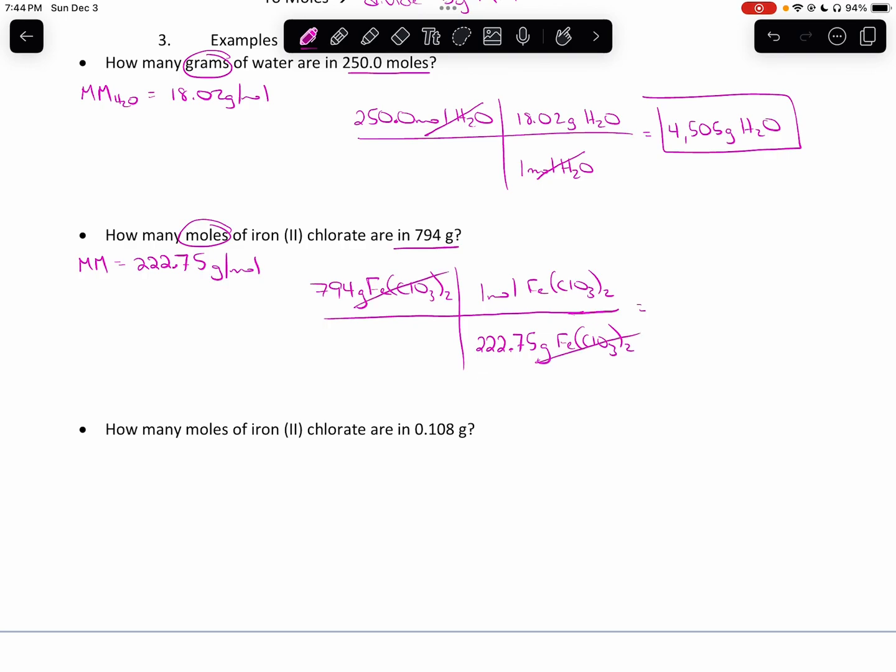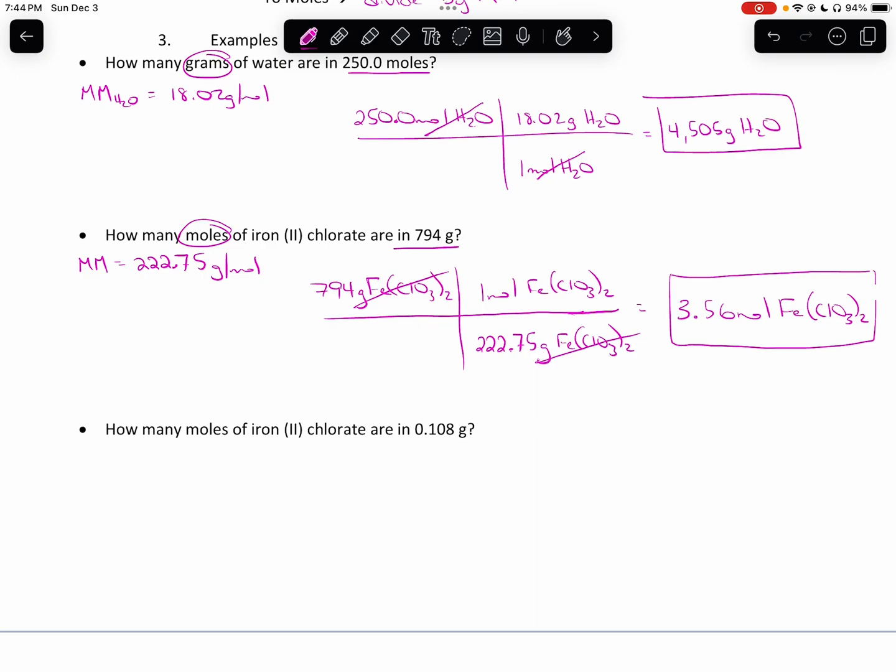Grams then cancel. So we're going to take 794 and divide by 222.75. We'll keep our 2 decimals there. We're going to say 3.56 moles of Fe(ClO3)2. Hopefully you're seeing how I'm doing that. If not, go ahead and hit pause, rewind, however you want to do it.